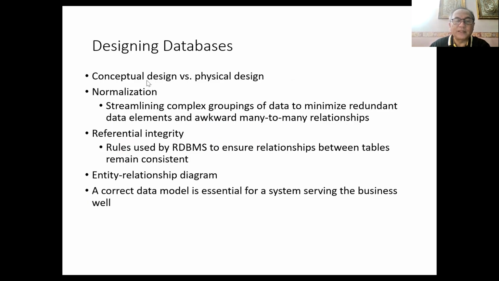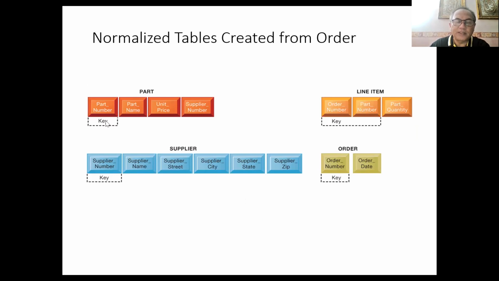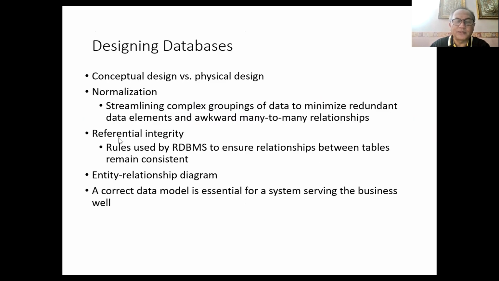When you design a database, you have the conceptual design versus the physical design. We do normalization. In a single table you will have too many lines, and it will not be efficient and effective to query. So we break it, normalize it into smaller tables. We have keys. This is normalization, and it is built upon referential integrity and the entity relationship diagram.